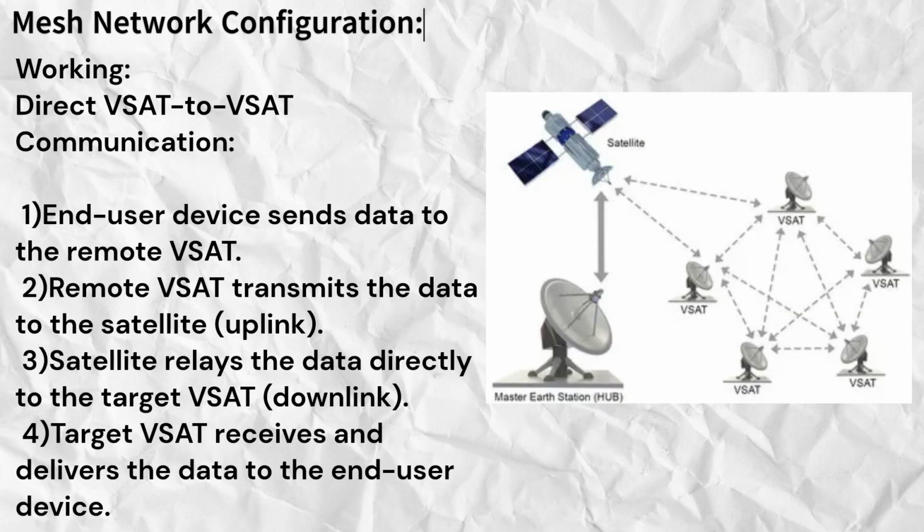Working of the mesh network configuration. Direct VSAT to VSAT communication. The end-user device sends data to the remote VSAT. The remote VSAT transmits the data to the satellite, uplink. The satellite relays the data directly to the target VSAT, downlink. The target VSAT receives and delivers the data to the end-user device.